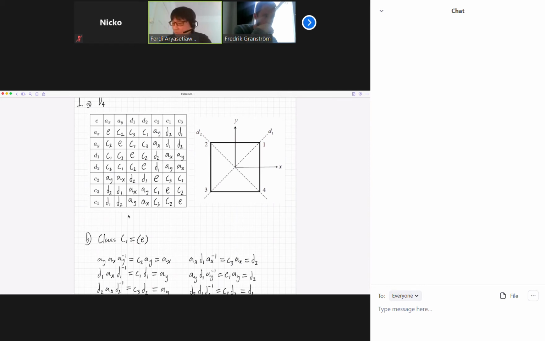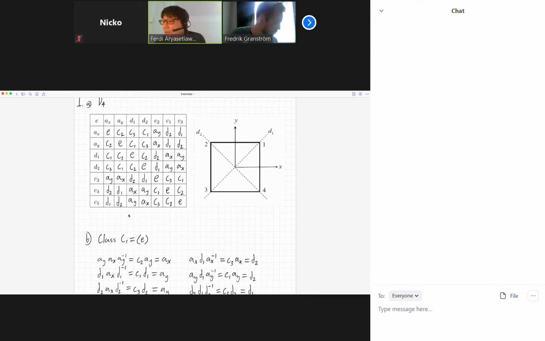So maybe I get confused myself. Of course, this is just a convention. Let me see what I did. I did this quite a while ago. Let me see. So AY would be rotations about the y-axis. So that will be, it's complicated here. 2, 4, 3. And then AX would be 4, 1, 3, 2.